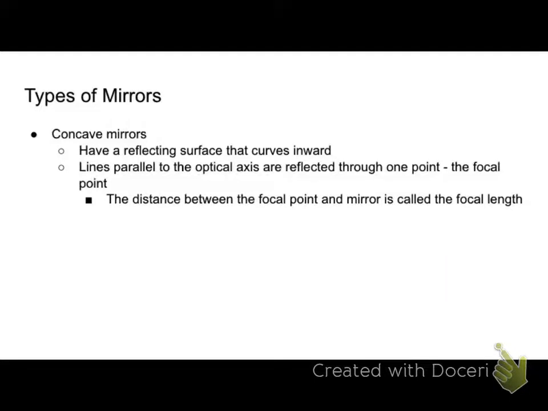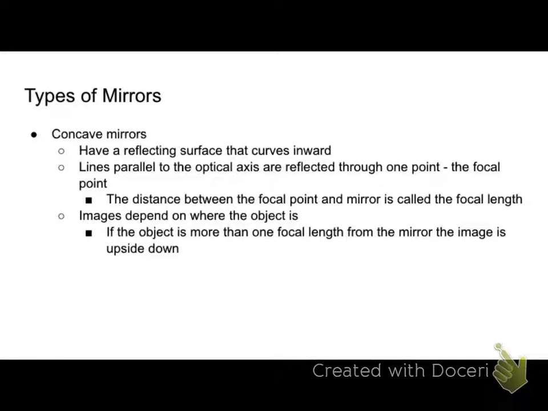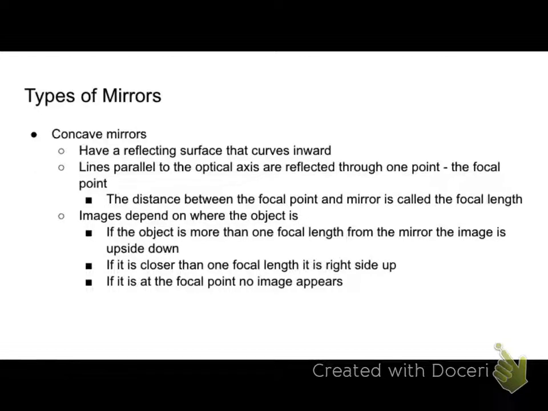So if the object you're trying to get an image of is more than one focal length away from the mirror, then that image is going to appear upside down in the mirror. If it is closer than one focal length, then the image will be right side up. And if you happen to put the object exactly at the focal point, then no image will appear in the mirror.